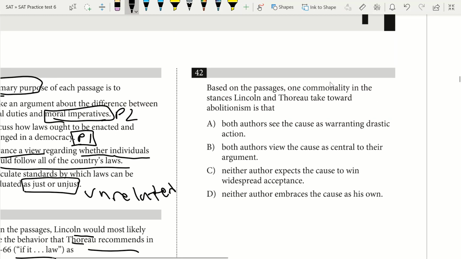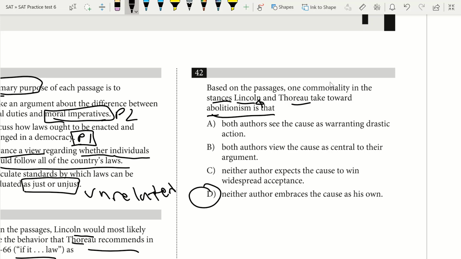Okay, 42, based on the passage, one commonality in Lincoln and Thoreau in their stances toward abolitionism is what? Well, neither one of them really takes on abolitionism as a stance of their own. Neither one is embracing that cause. But they do both talk about it.